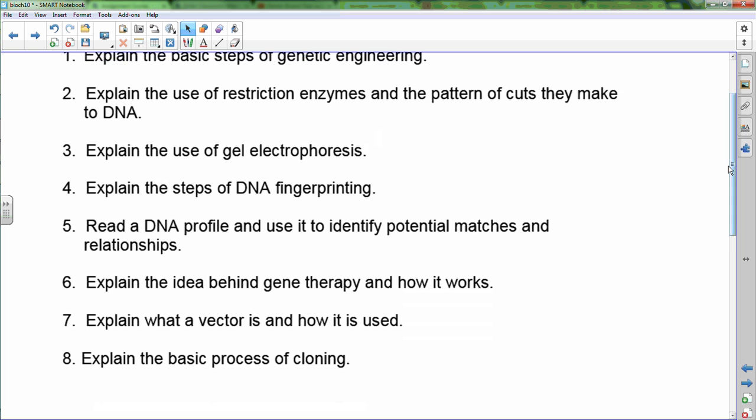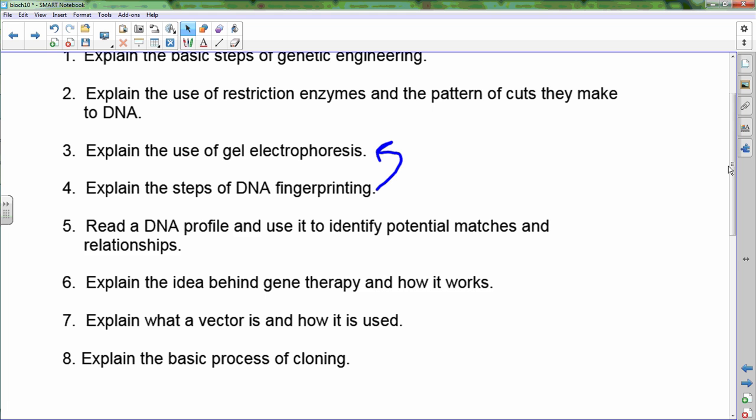This probably actually makes more sense if we talk about 4 first, so we'll come back to 3. But let's say we find some blood at a crime scene. What are we going to do to make a DNA fingerprint from that blood? We have to multiply it. Okay, so collect it is kind of the obvious first step. We're going to collect a DNA source.